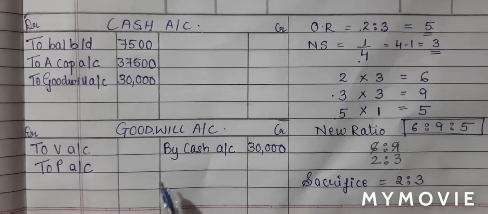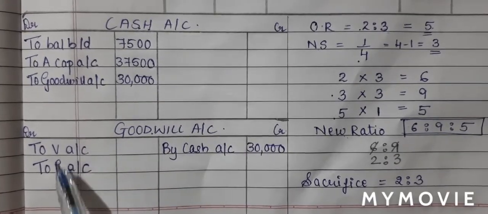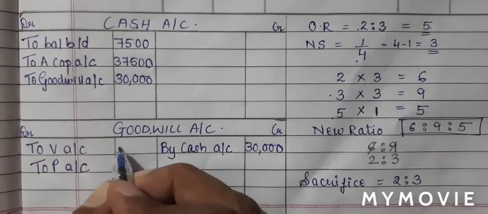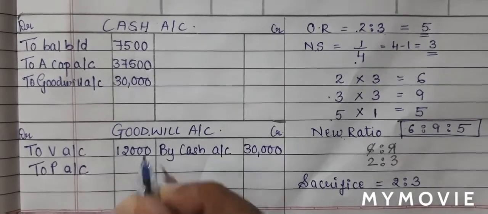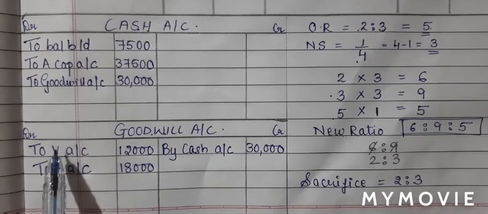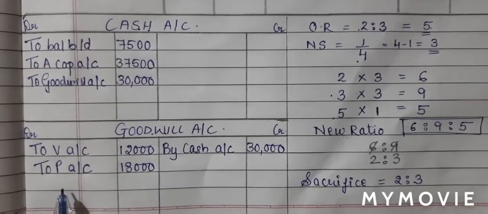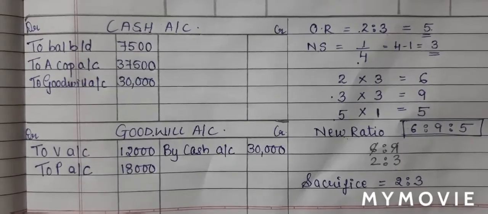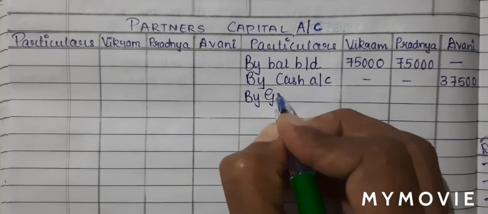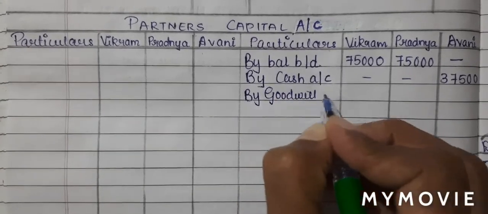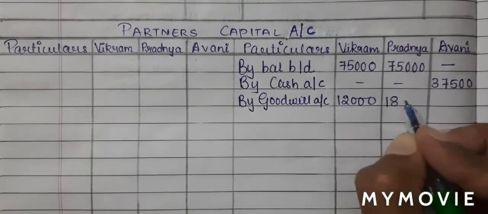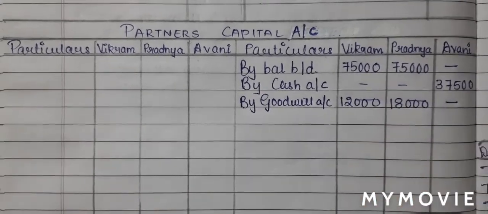Students, remember cash account and goodwill account is your rough work. So you can use short form for the names of the partners. So Vikram is 12,000 rupees and Pradnya is 18,000 rupees. So goodwill account debit to old partners. Now my next entry will be old partners account. So partners account credit, I'll write by goodwill account. In Vikram's column, I'll write 12,000 and in Pradnya's column, I'll write 18,000.